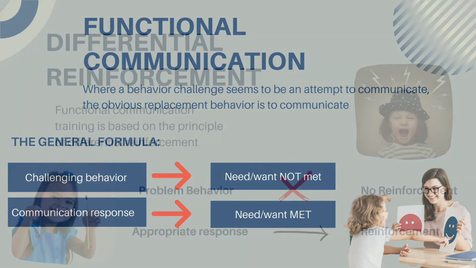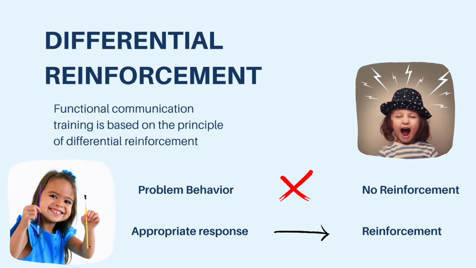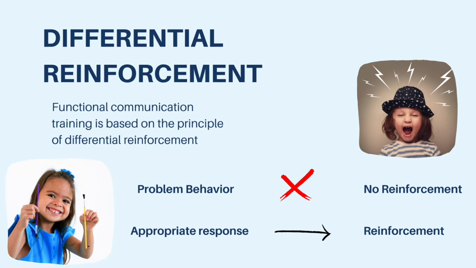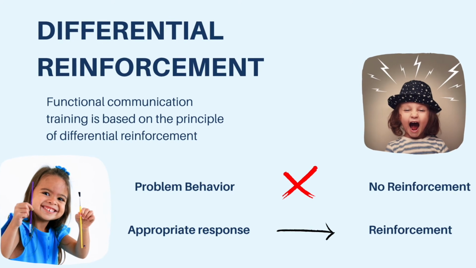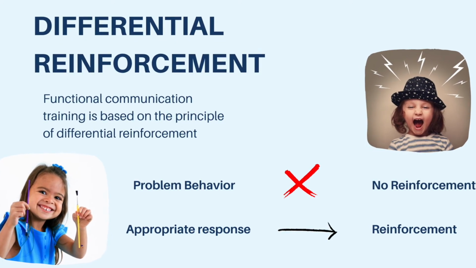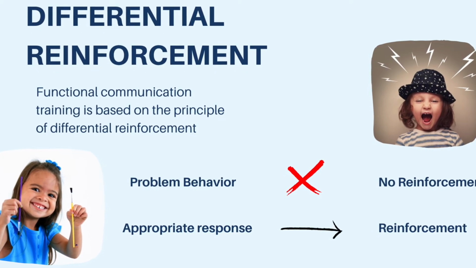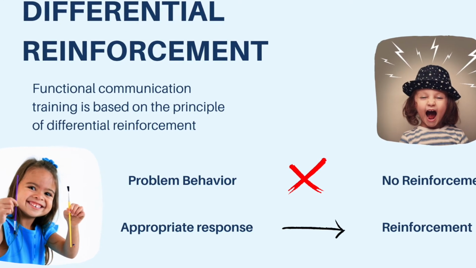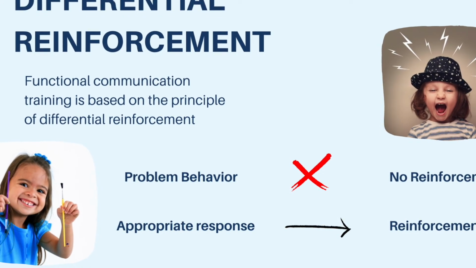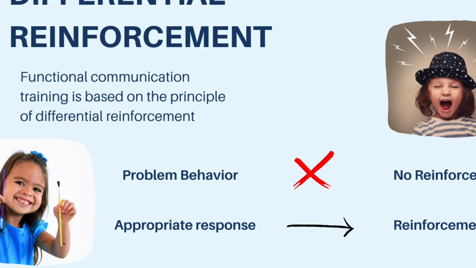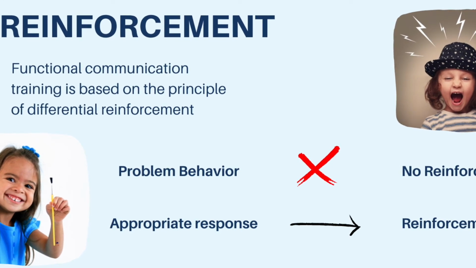Functional communication training is based on the principle of differential reinforcement, where one group of behaviors no longer produces the original reinforcer that used to maintain them, and another group of behaviors is reinforced instead, or they produce more and better reinforcement. This procedure is used widely in behavior analysis to simultaneously reduce the occurrence of behavior problems, but also teach functional replacement skills that address the root or original cause of the problem behavior.